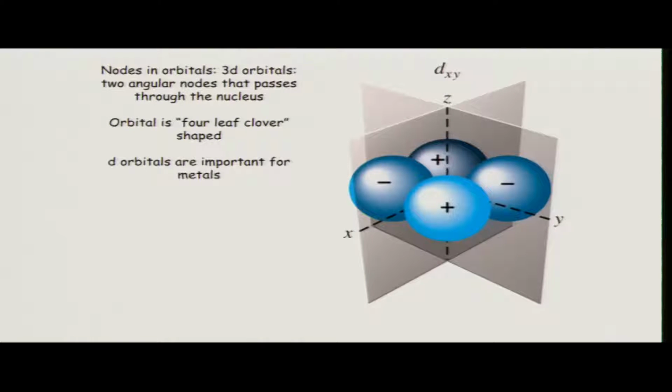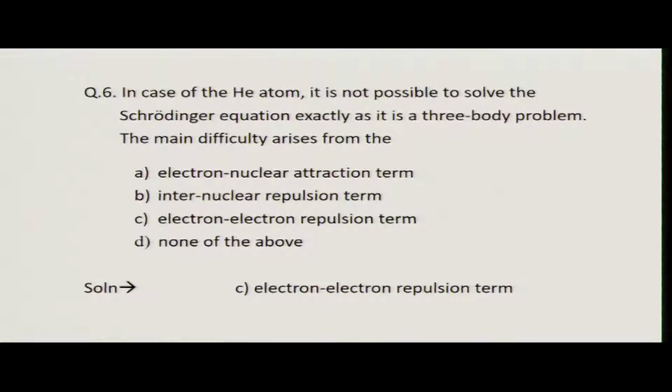As for nodes in the d orbitals, for example, here we show the 3d orbitals. There are two angular nodes that pass through the nucleus. The orbital is 4-leaf clover shaped, and the d orbitals are important for metals and so on. But generally speaking, these are some ways to visualize these orbitals and to know that these nodes are the places where the sign changes occur, or the symmetry aspects change as you go across the orbitals. That is why these are important in terms of the nodes and how they are represented in each of these representations.